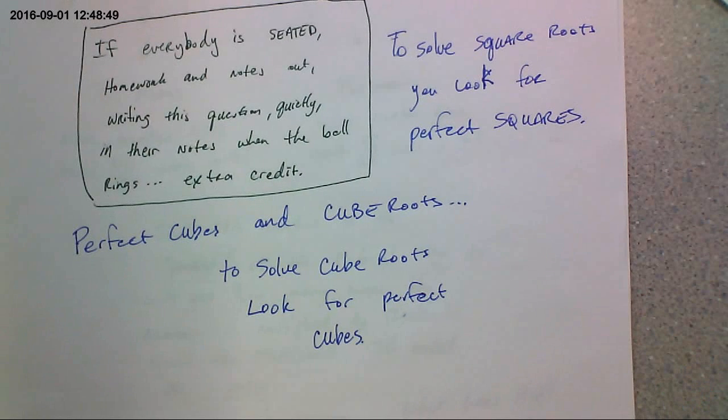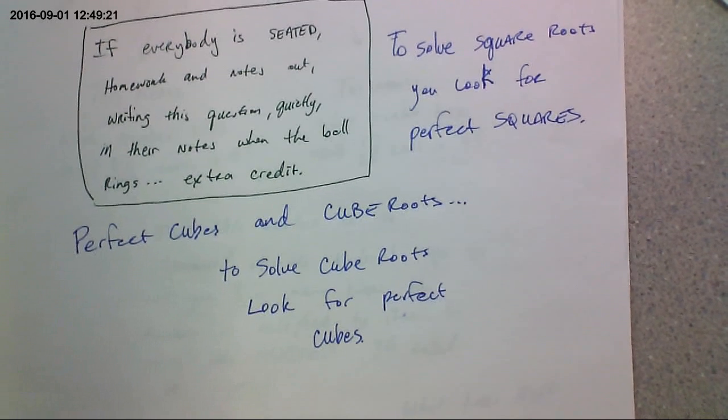Do you know what perfect cubes are? Who knows what perfect cubes are? Yes, ma'am. Something that multiplies 3 times by itself. A number multiplied by itself 3 times would be a perfect cube. Right. What's the smallest perfect cube that's positive? 8? Could be 1. Could be 0, but 0's not really positive. So 1. The next one's 8.